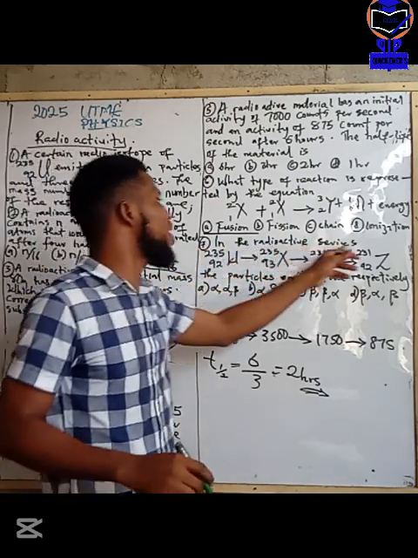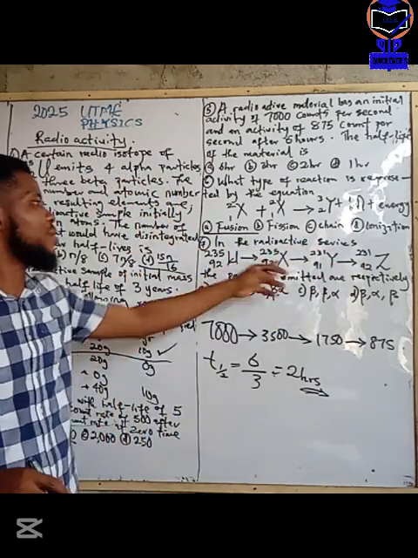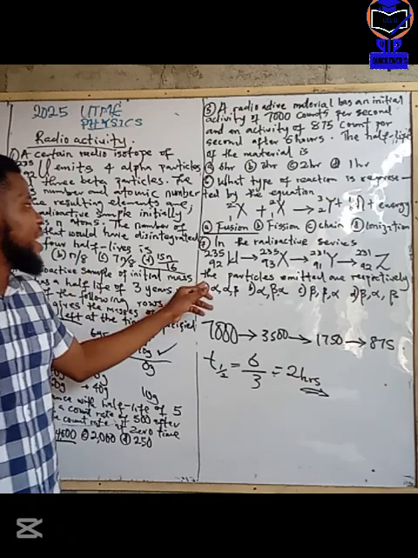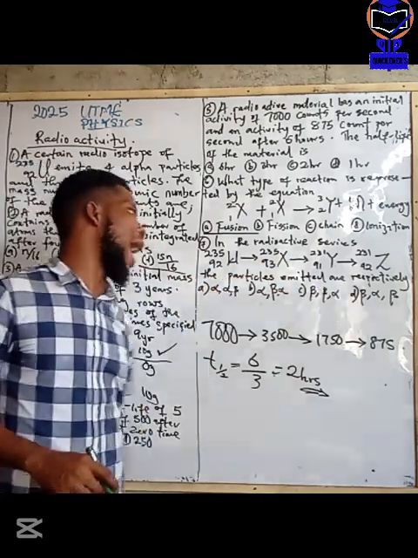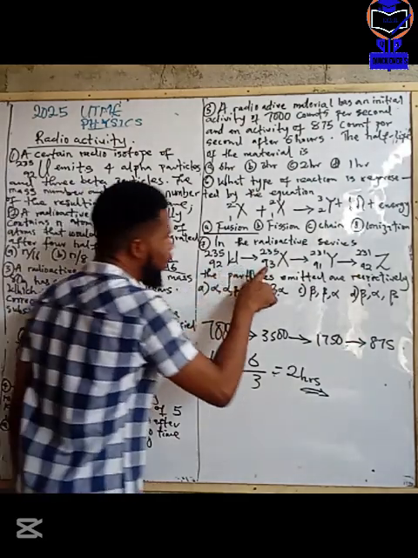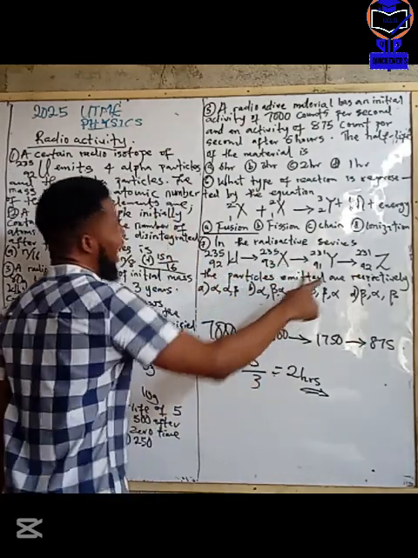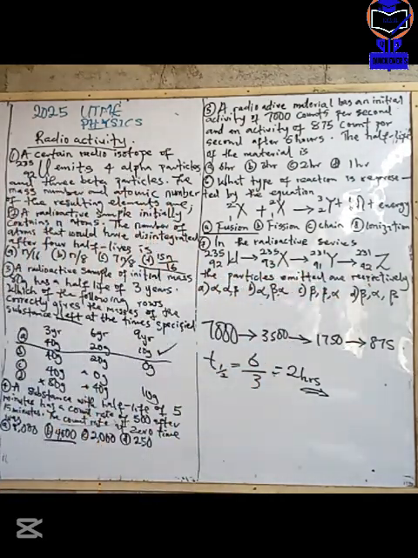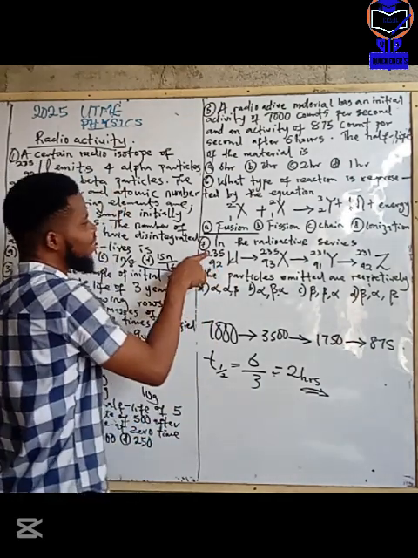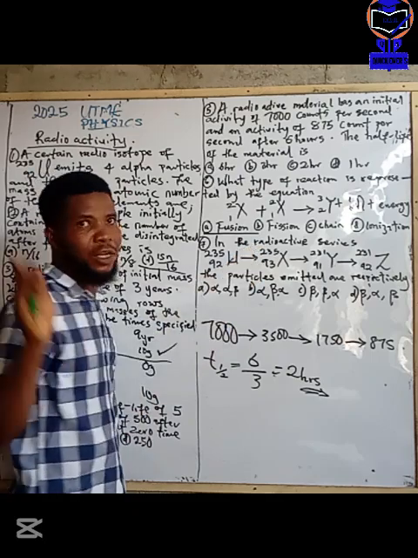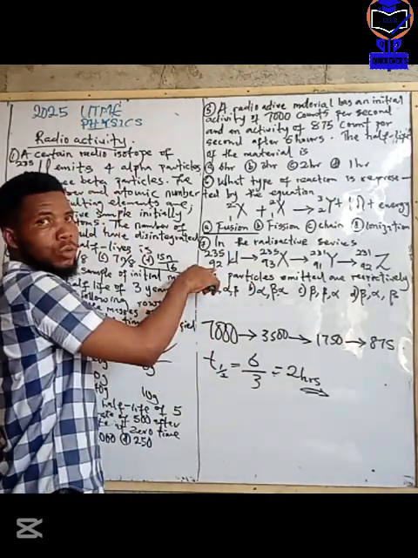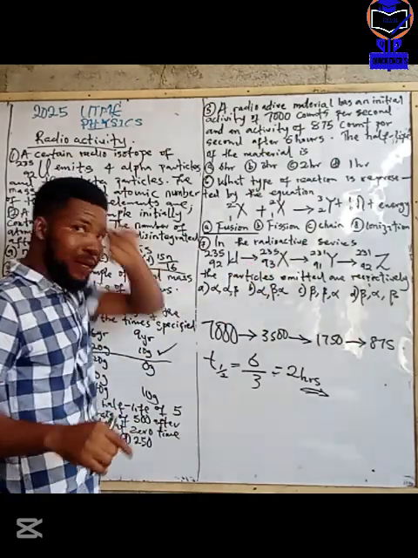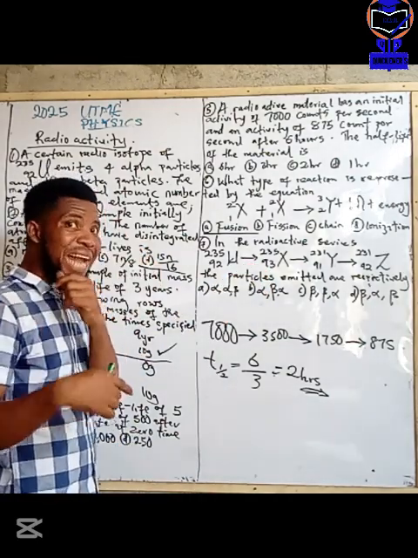In the radioactive series, are you seeing that? The particles emitted are respectively what? The first one, what went out? Second one, what went out? And the third one, what went out? That's the question. Alright, let's start. So the first one, you have 235, 235. Nothing went out of the mass number, right? Now, 92 and 93.